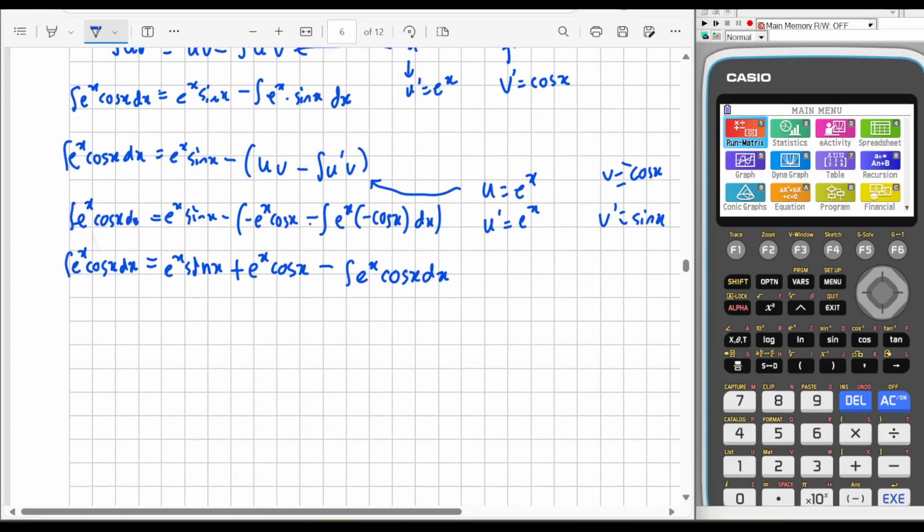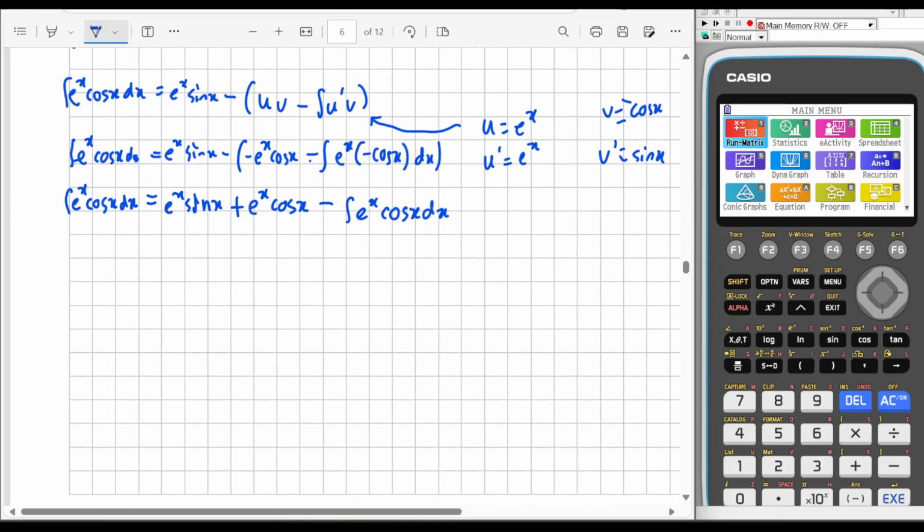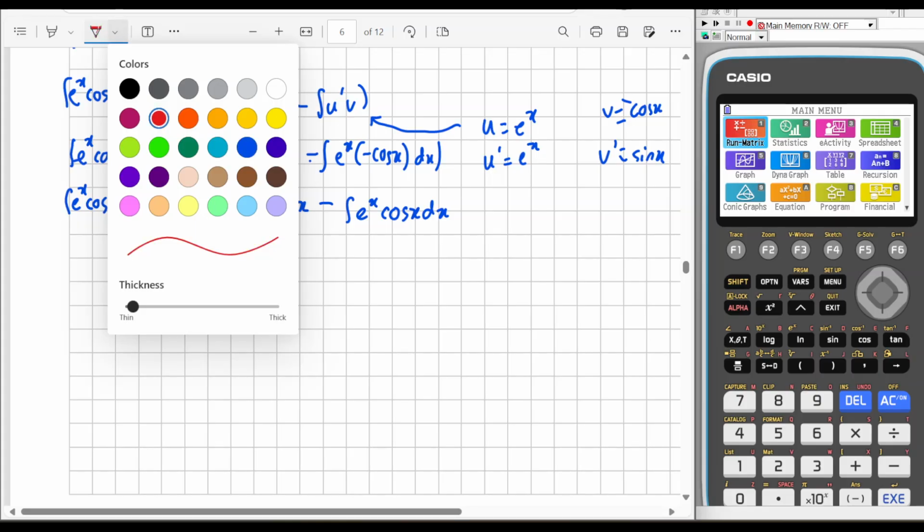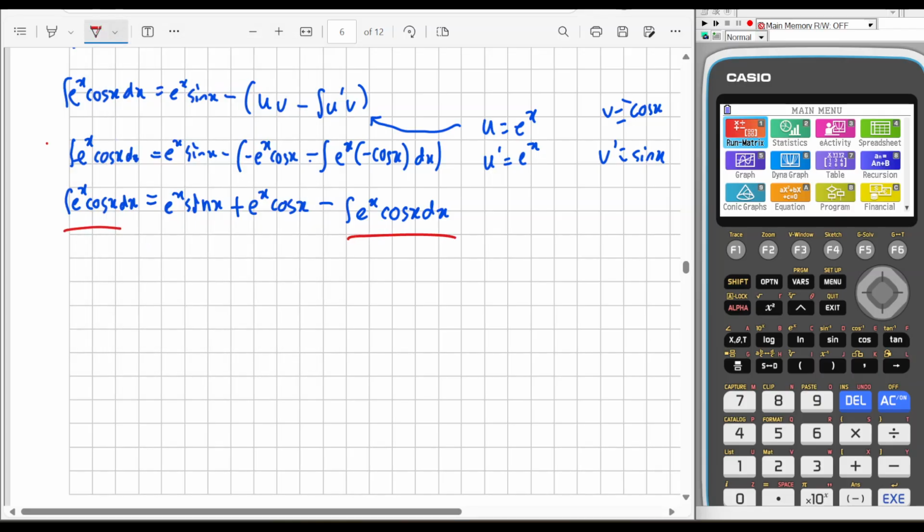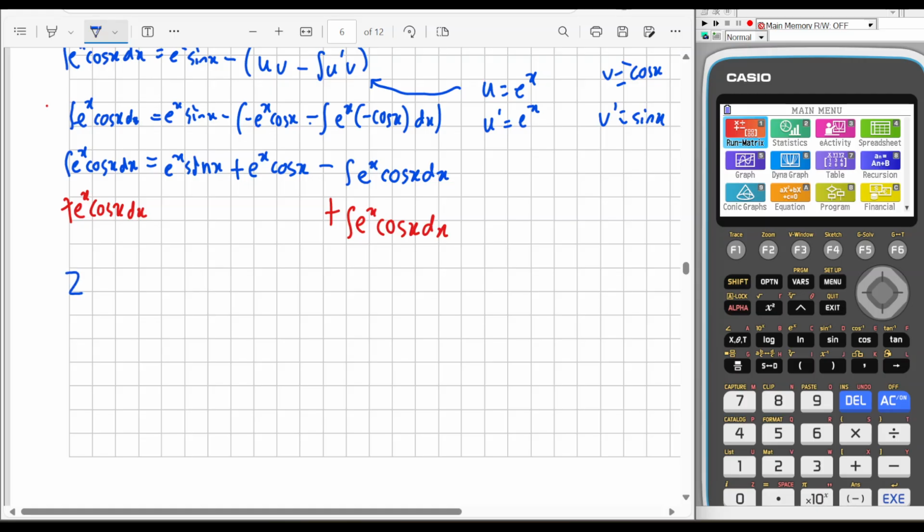Okay. Now, what's going on here is we still don't know how to do that integral in the end, but you might notice that this integral and that integral are the same. So I'm actually going to be adding e to the x cos of x to both sides. Okay. So we'll see that. And that's going to give us 2 times the integral of e to the x cos of x equals e to the x sine of x plus e to the x cos of x.